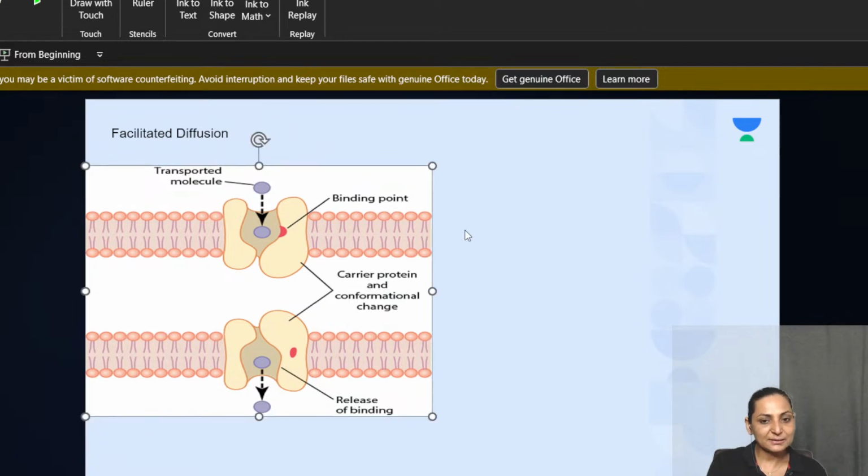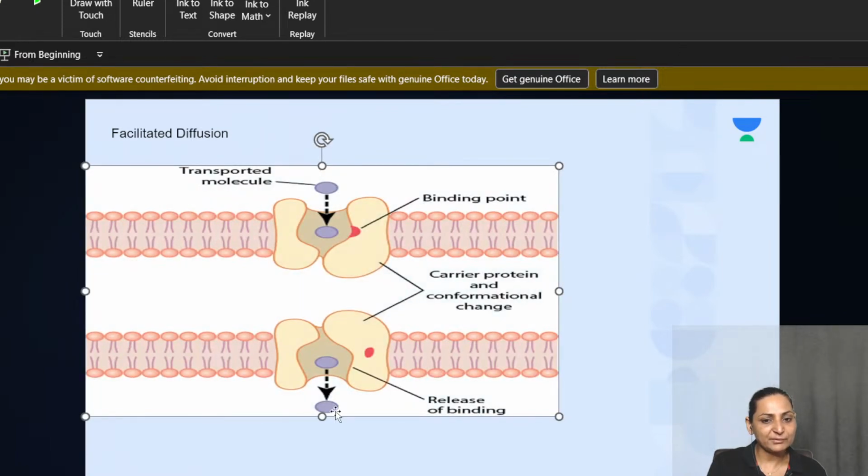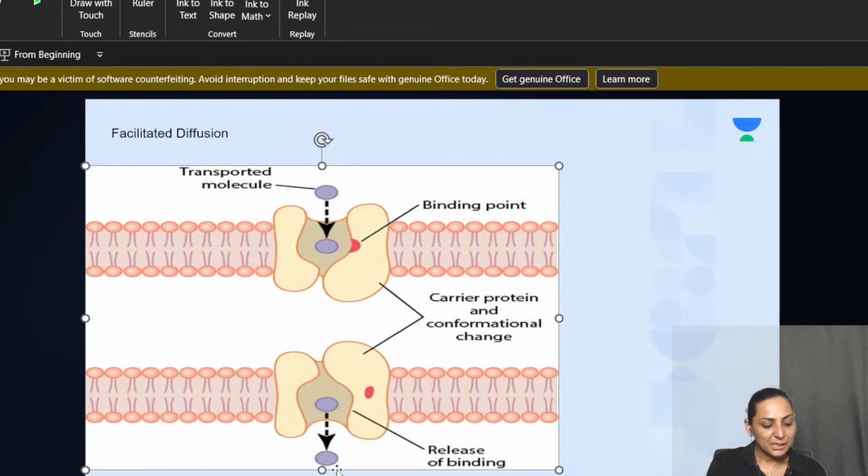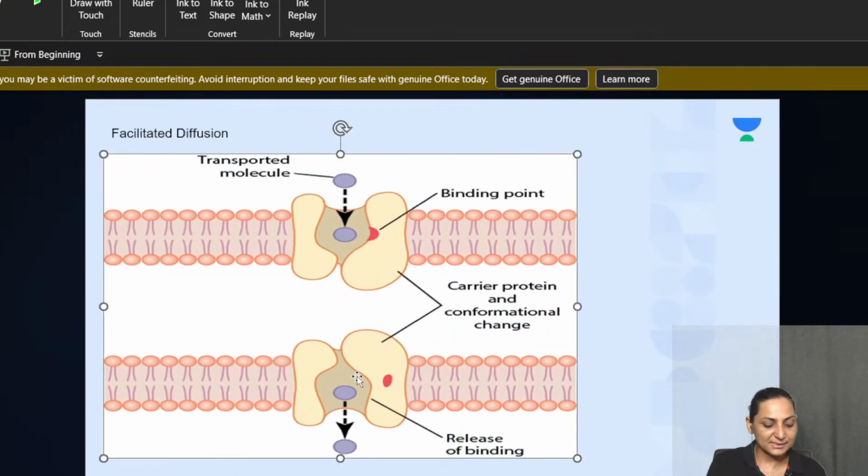Now after this, the next very important topic and a very repeated question is on transport mechanisms. Okay, transport mechanisms. Many a time you have seen that images were given to you.